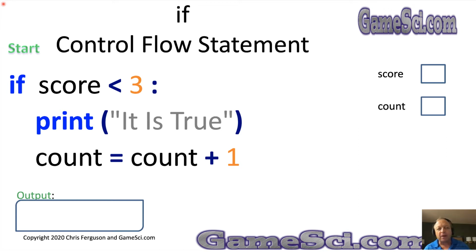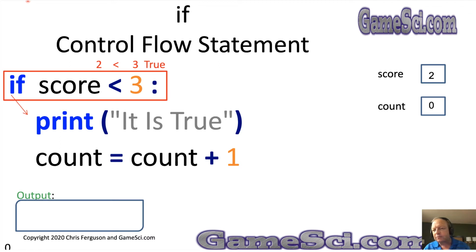Welcome to the if control flow statement slide. Here we're going to learn about code that changes the path of a program, that controls the path that the program takes. The simplest, easiest one is known as the if control flow statement, and let's get started right away. I've set up some variables over here on the right side of the screen. We have the variable score with a 2 in it, and we have the variable count with a 0 in it, and we'll see how this code works and interacts with these variables.